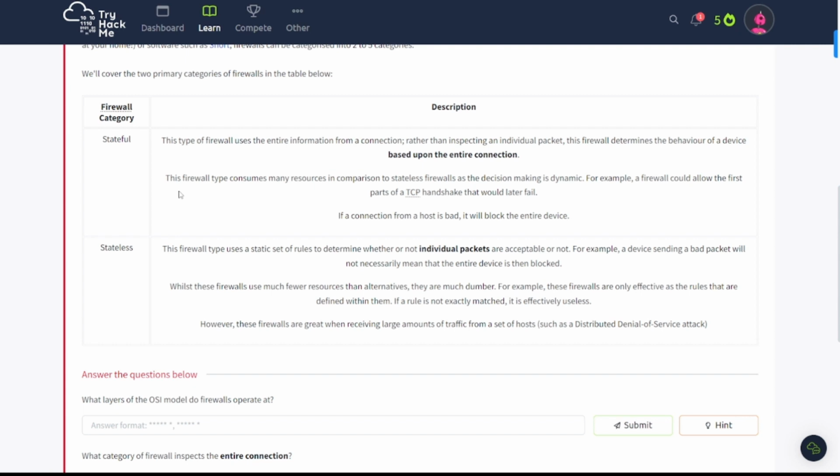Let's check at the stateless ones. This firewall type uses a static set of rules to determine whether or not individual packets are acceptable or not. For example, a device sending a bad packet will not necessarily mean that the entire device is blocked. Whilst these firewalls use much fewer resources than alternatives, they are much dumber. For example, these firewalls are only as effective as the rules that are defined in them. If a rule is not exactly matched, it is effectively useless. However, these firewalls are great when receiving large amounts of traffic from a set host, such as a distributed denial of service attack.